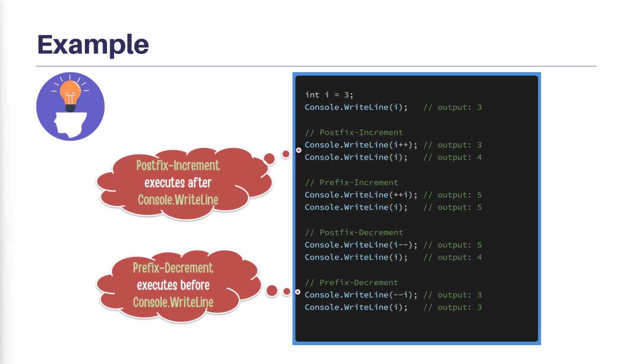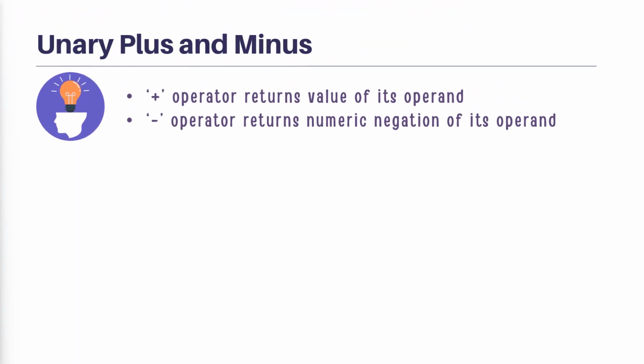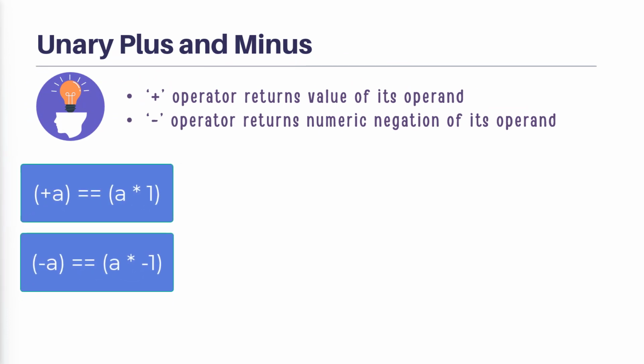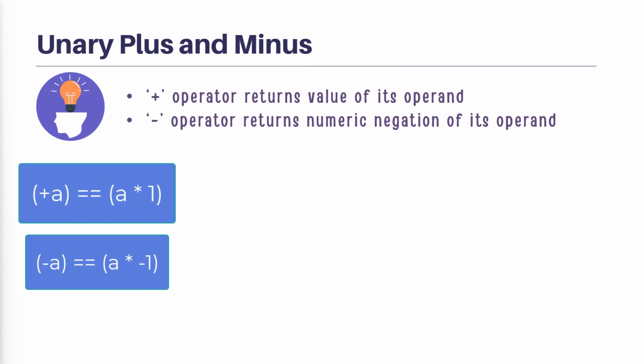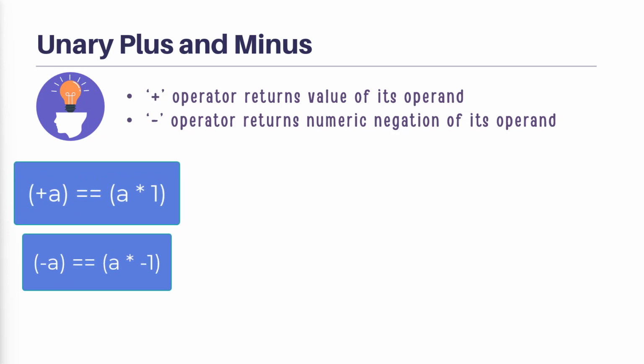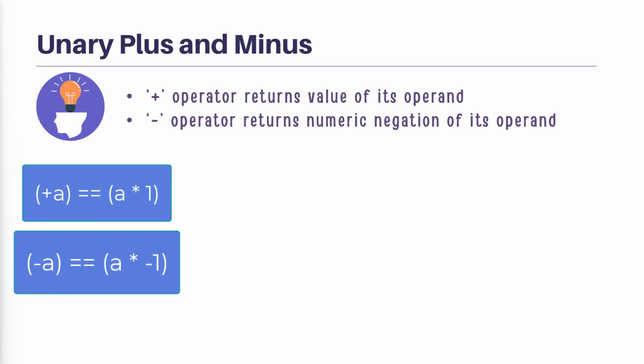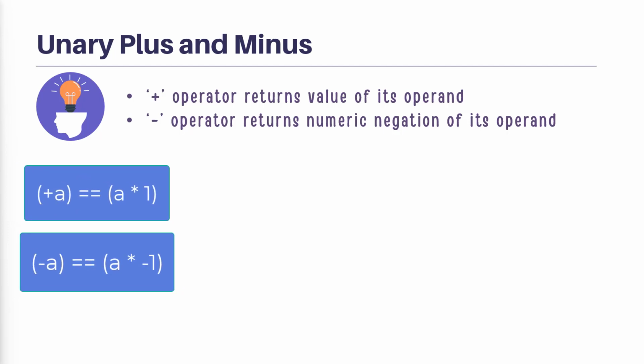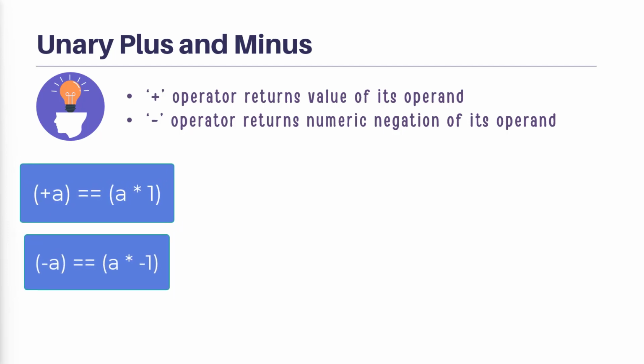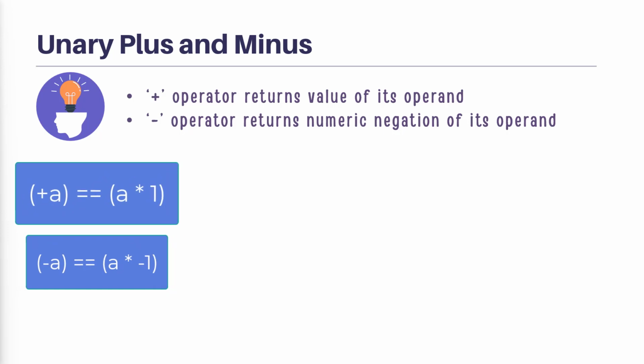Okay, let's move on. There are 2 more unary operators, the unary plus and unary minus operators. The unary plus operator returns the value of its operand as it is. On the other hand, the unary minus operator returns the numeric negation of the value of its operand. So the unary plus operator is equivalent to multiplying a variable by 1. On the other hand, using the unary minus operator is equivalent to multiplying a variable by -1.